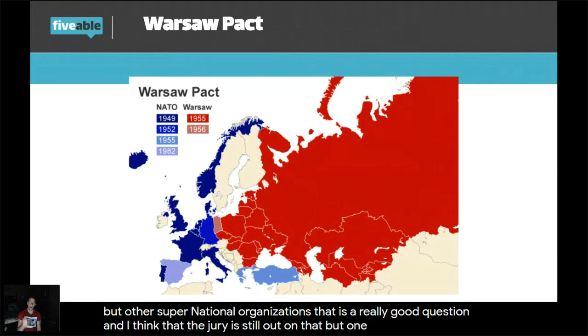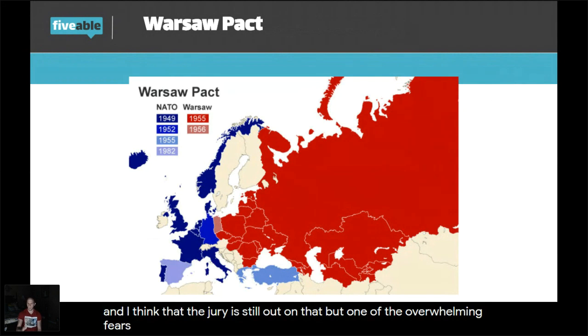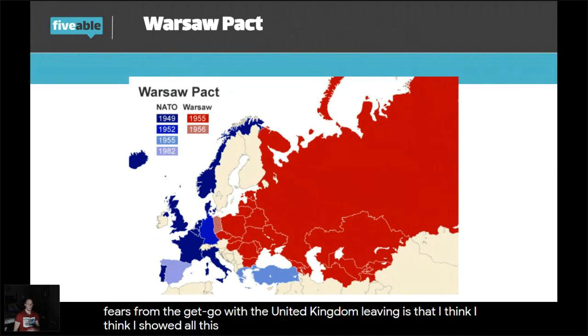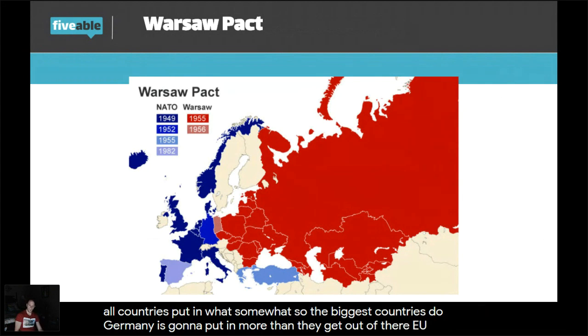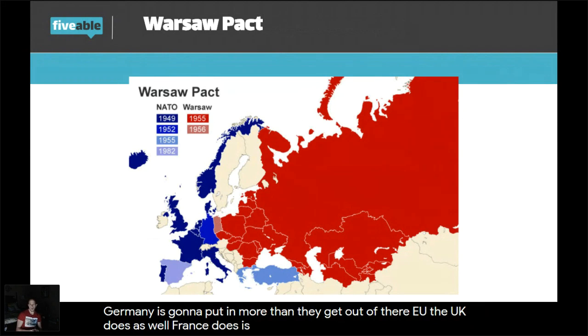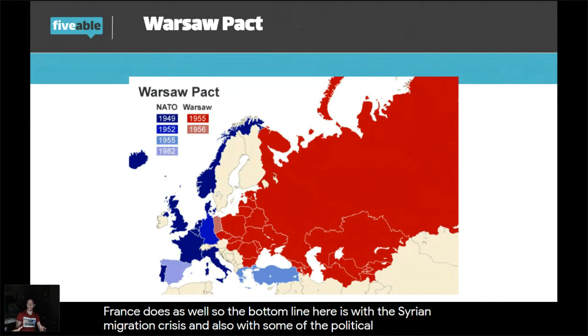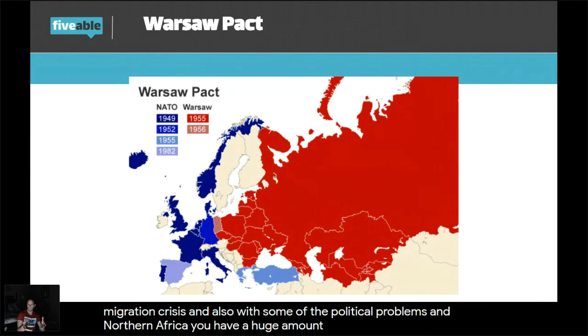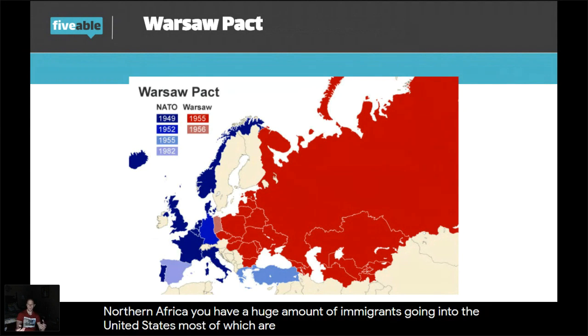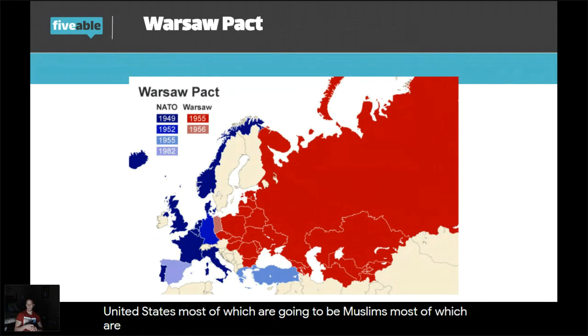But one of the overwhelming fears from the get-go with the United Kingdom leaving is that, I think I showed y'all this on a chart in an earlier presentation, not all countries put in what some of the biggest countries do. Germany is going to put in more when they get out of their EU. The UK does as well. France does as well. So the bottom line here is with the Syrian migration crisis and also with some of the political problems in northern Africa, you have a huge amount of immigrants going into the United States, most of which are going to be Muslims, most of which are coming from countries that are not like Europeans.